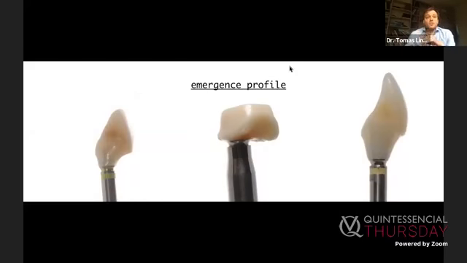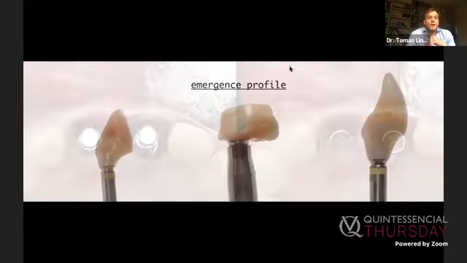Another option is, and previous speakers also talked about it, the emergence profile of the restoration, which comes, of course, with the position of the implant. Because when the implant is positioned in a good 3D position, then the emergence profile may not be that important. Of course, it's important, but we can play around it. If there is bad angulation of the implant, then the emergence profile becomes the crucial part.